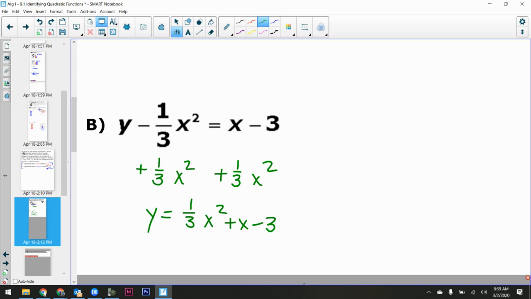Again, my a value is next to my x squared. My b value is next to my x. My c value is at the end. So what is my a value in this case? 1/3. Do I care that it's a fraction? No. What's the only thing that I care about here? Negative or positive. This opens up. A value is 1/3, so that opens up. It's happy.